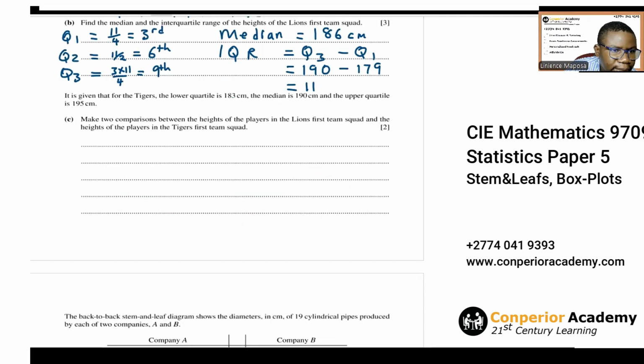Okay, part C then says it is given that for the tigers, the lower quartile is 183 centimeters, the median is 190 centimeters, and the upper quartile is 195 centimeters.